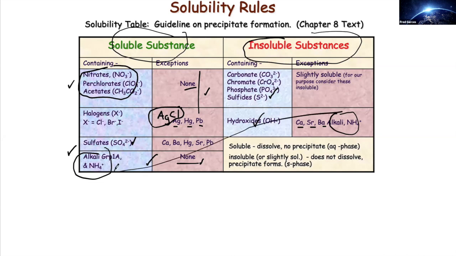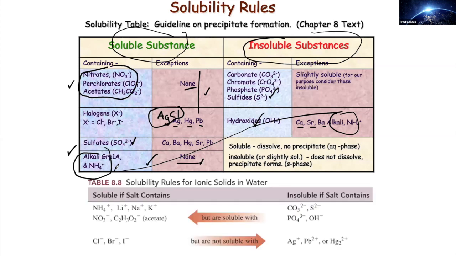So if you've got barium hydroxide, that's going to dissolve. If you've got strontium hydroxide, that's going to dissolve. If you've got calcium hydroxide, that's going to dissolve. Magnesium hydroxide is not in here, so that's going to form a precipitate. So that's how you read the solubility table. And then you also have simple solubility tables that are out there, and that's what these are right here. I think your book also gives a solubility table.